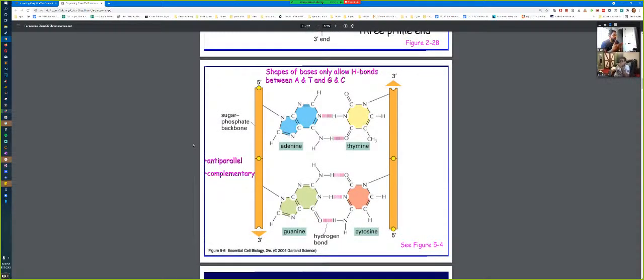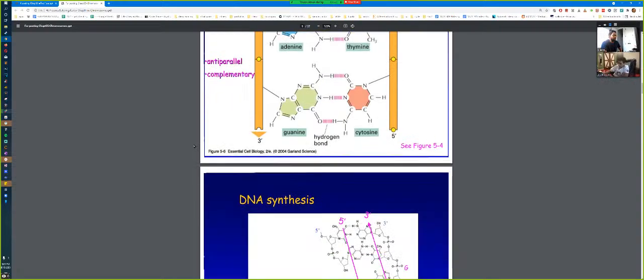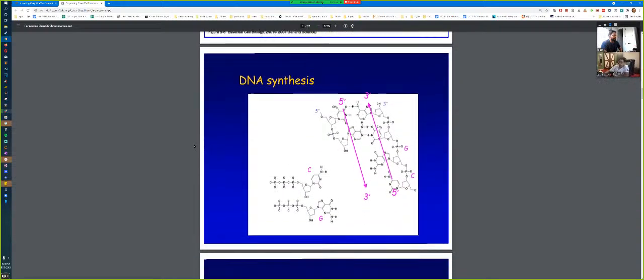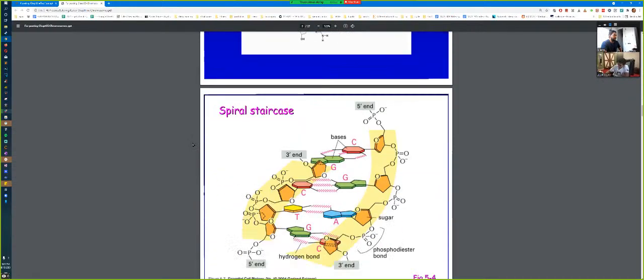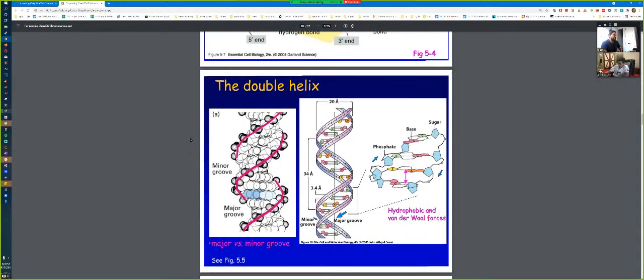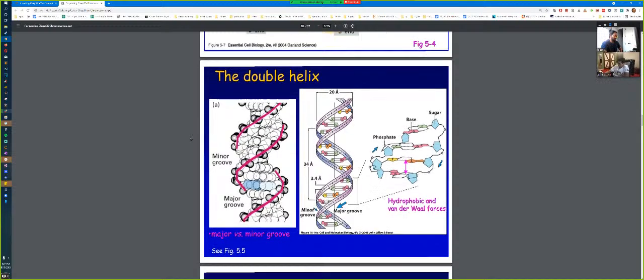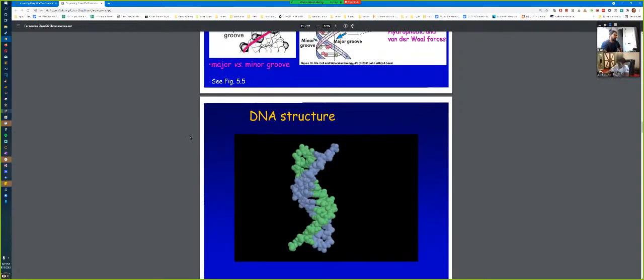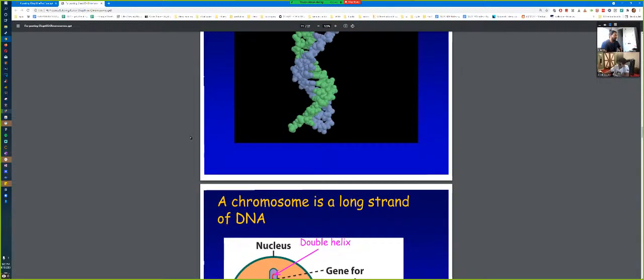Yeah, and now they're going to be complementary, anti-parallel. So you know that stuff, right? Spiral staircase. Double helix. Major groove, minor groove. Yet again, DNA structure.